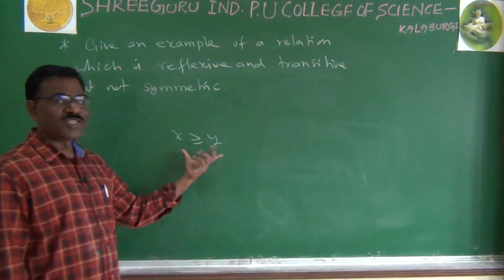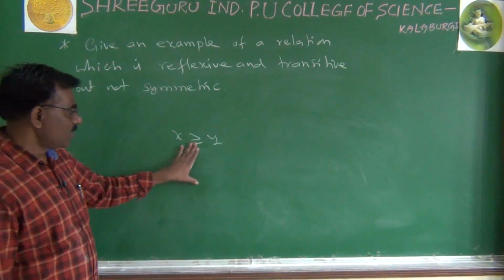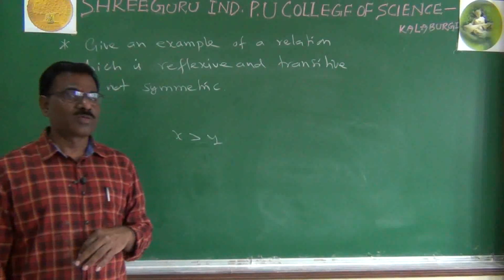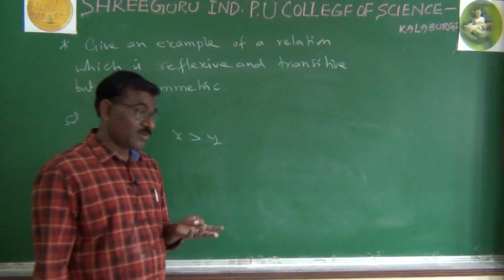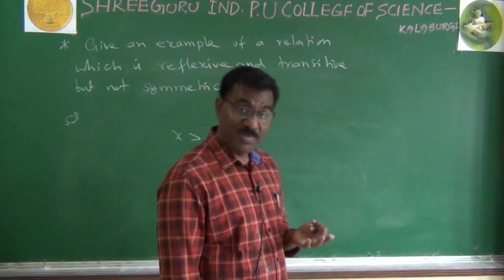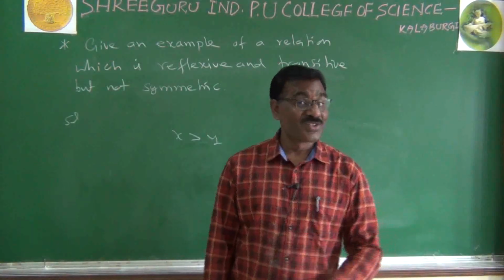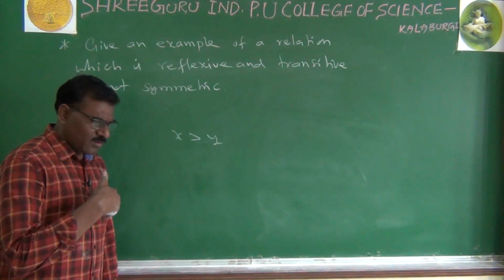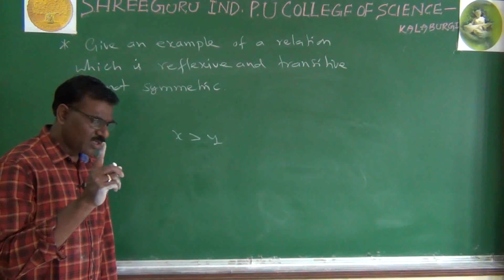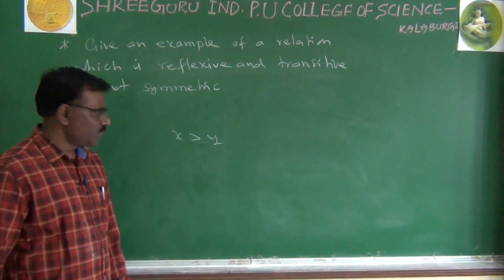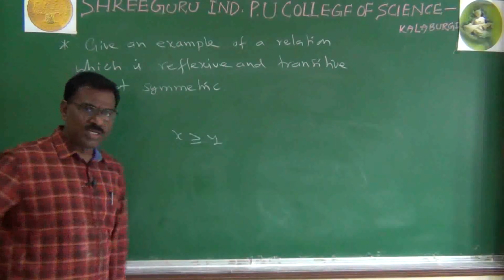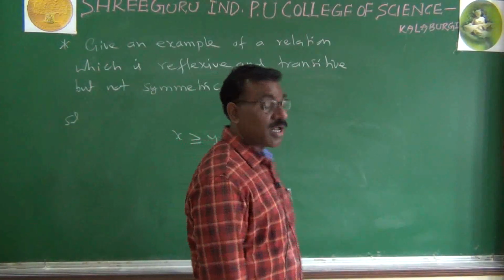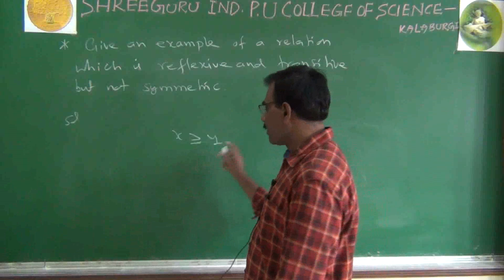So this condition is given. With only greater than, it is not reflexive, not symmetric, and it must be transitive. Only one condition is satisfied, that is transitive. When it is greater than or equal, reflexive is satisfied, transitive is satisfied, but not symmetric.